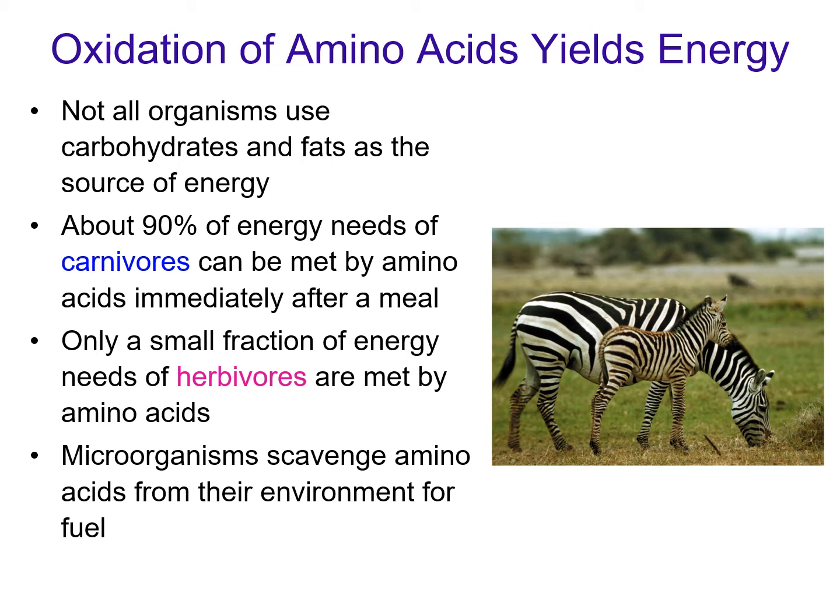Microorganisms that may live in our soil and our environment can scavenge amino acids from their environment for fuel, but they don't utilize any more amino acids than they actually need. And what they need, they usually convert into enzymes that they would use to metabolize or do all the things that they need to function.